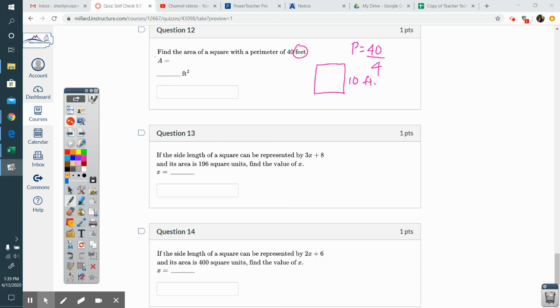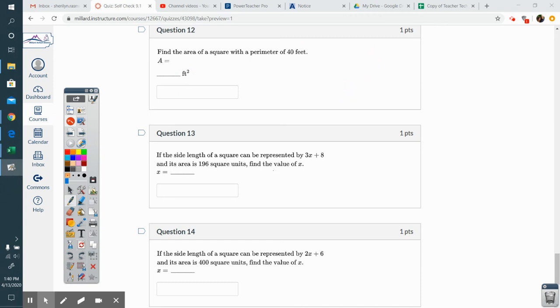Now it wants the area. And if it's a square, this side is the same as the other side. So 10 feet times 10 feet, 10 times 10 is 100 feet squared. And you don't have to put that in, you just have to put 100.